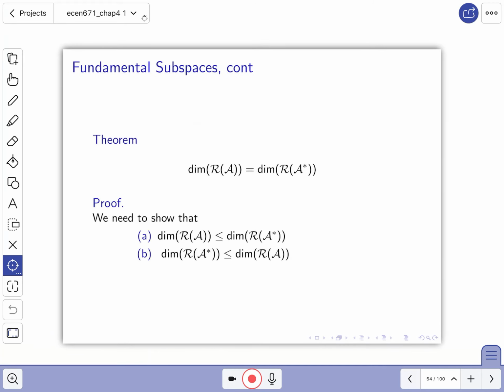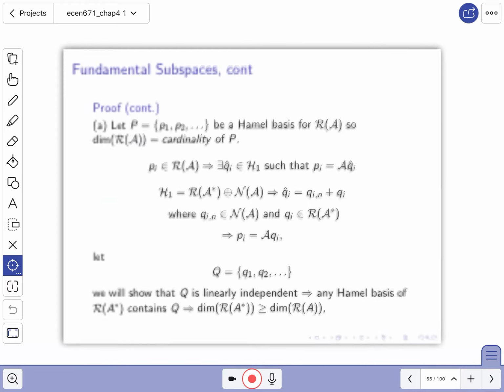and if we were to go back and substitute A for A star and A star for A, we'll get the second statement, which means that the dimension of the range space of A is equal to the dimension of the range space of A star.